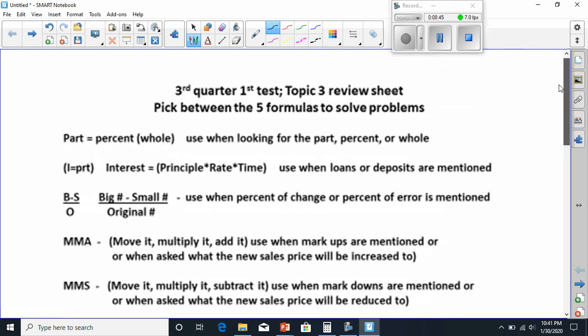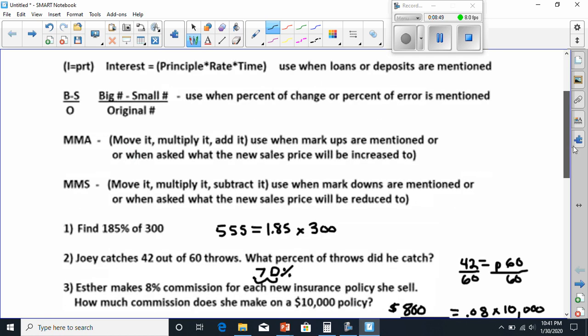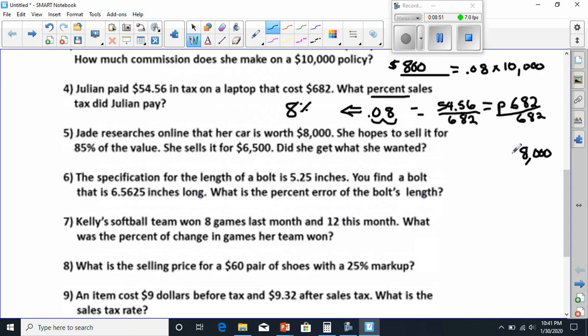Part equals percent times whole. Okay, so the whole is the 8,000. We're looking for the percent, so that's going to be P, and that has to equal 6,500. To do this, we'll divide 8,000 away to get P by itself, and whatever I do to one side, I do to the other.